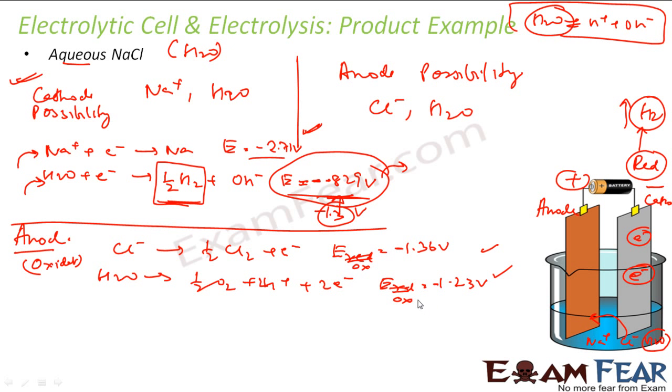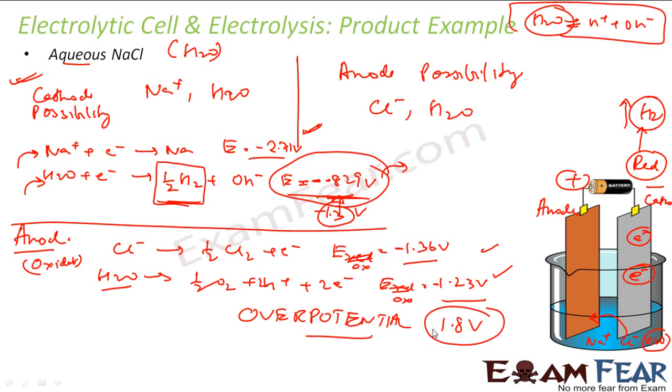So to oxidize water, I need 1.23 volt of energy, and to oxidize chlorine to chlorine gas, I need 1.36 volt of energy. Looks like water will win, but here is the catch. We have over potential coming here. I told you, to oxidize water, it takes more than 1.8 volt minimum. So this 1.23 is actually 1.8 volt because of over potential.